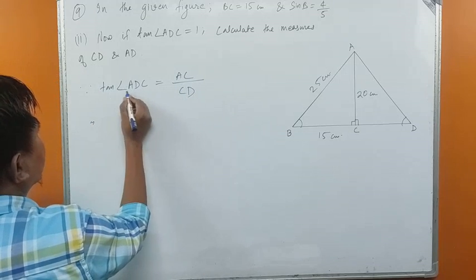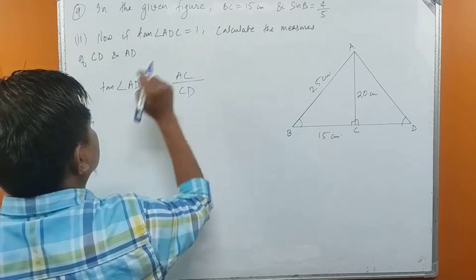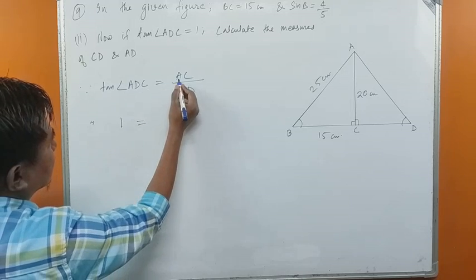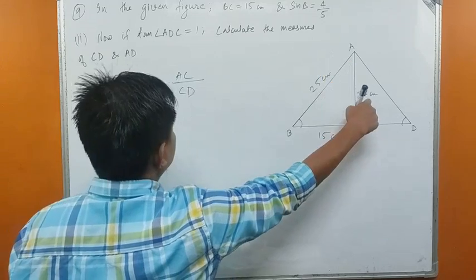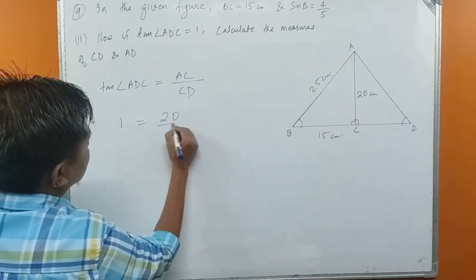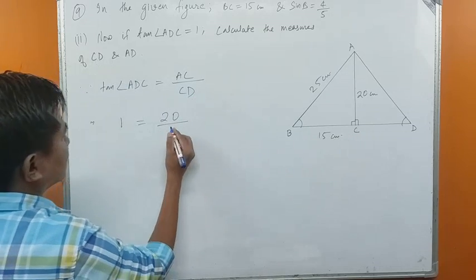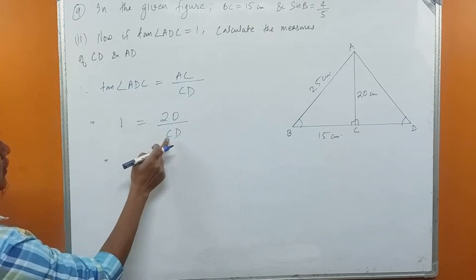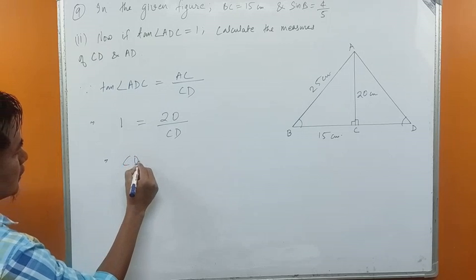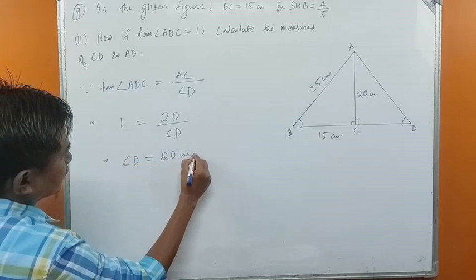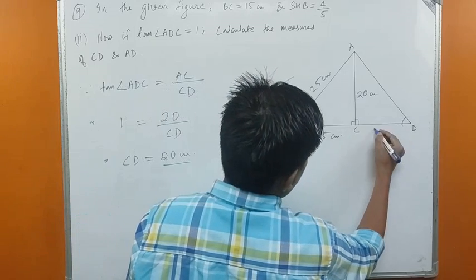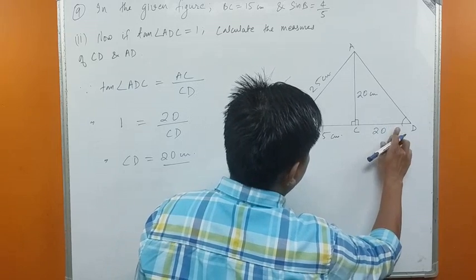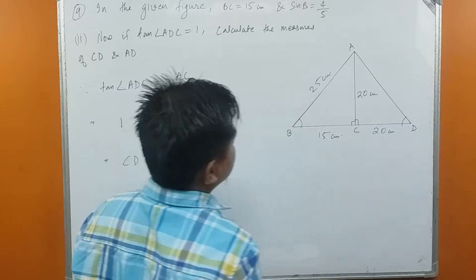Or what is tan of angle ADC? Tan of angle ADC is 1, given to us. So instead of tan of angle ADC, we write 1, equals AC. AC is known to us, 20, and what is CD? CD is unknown to us. Let us write CD, or CD into 1 cross multiplication. Okay, CD into 1, CD equals 20 centimeter. So the value of CD is also 20 centimeter. Now let us find AD.